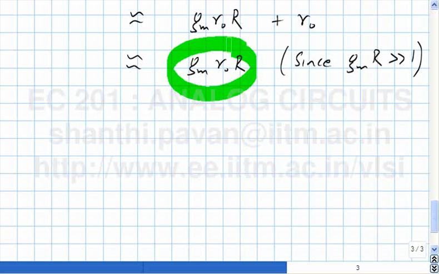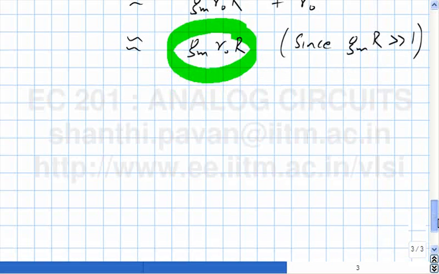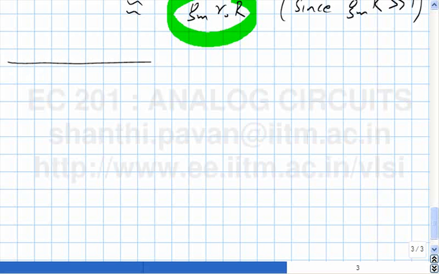And what is Gm R? Yesterday we looked at it. What does that physically represent? Gm times R represents how strong the negative feedback loop is. I would like to just point out that the raw output impedance was R0. If you just took the common emitter amplifier, the output impedance is getting multiplied by this factor, Gm times R.